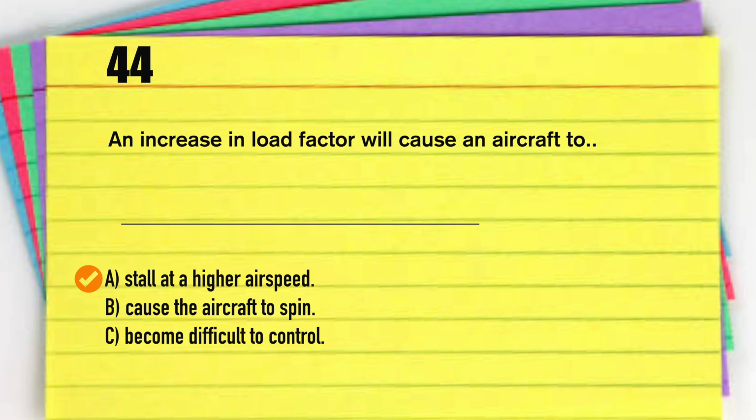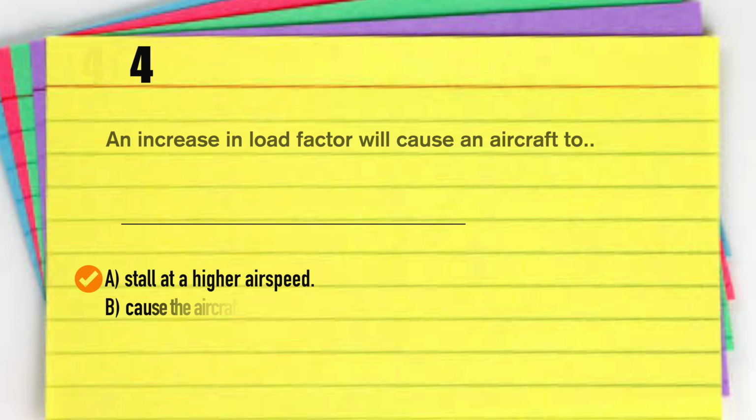Do you see how I explained that to you? As load factor increases when you're making a bank turn, for example, you need to have a higher airspeed in order to maintain altitude or the plane will stall.